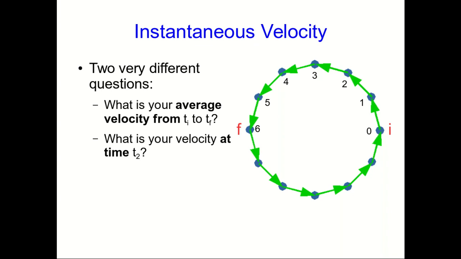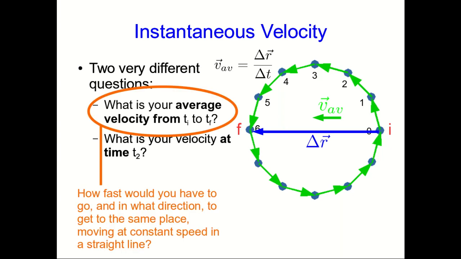So the average velocity we've been talking about, we know how to do that. You could measure your displacement from I to F. Now you just divide that displacement vector by the time it took you to get from I to F, and that is your average velocity vector from I to F. And we can restate that question. We've already done so earlier. It would go something like this. How fast would you have to go and in what direction to get to the same place, moving at constant speed in a straight line? Now that's a kind of complicated sounding question, isn't it? But the answer is this thing we call the average velocity.